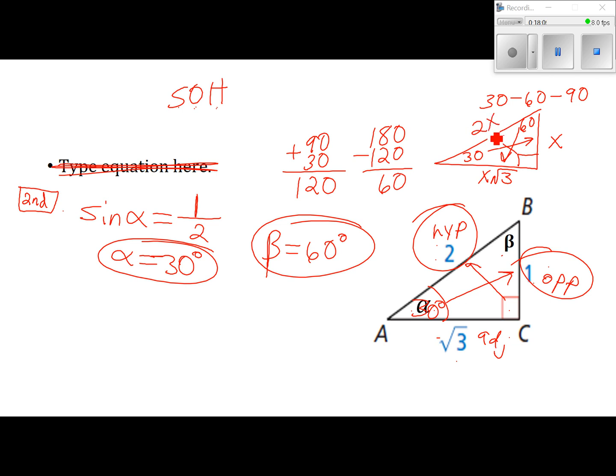Well, if we look at this, the side across from the 30-degree angle was x, so this tells us x equals 1. So we know that that side should be 1. The side over here, the hypotenuse, should be 2 times 1, which is 2. And this one over here should be 1 times the square root of 3, which is just equal to the square root of 3. So if you'd remembered that that's the 30, 60, 90, then we wouldn't have had to do any of this work. You could have just used that.